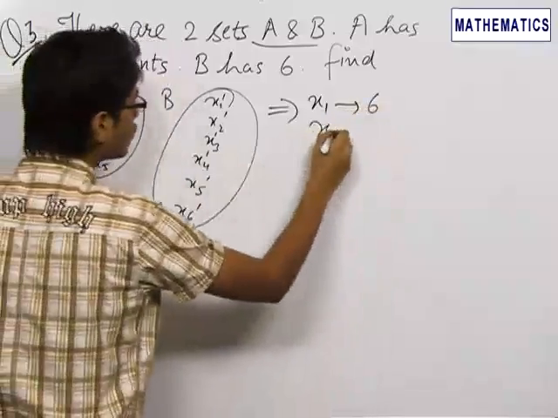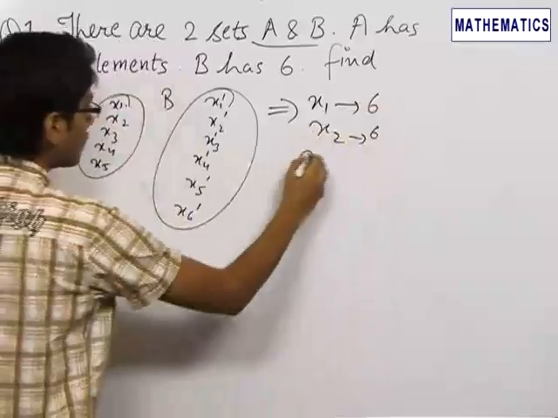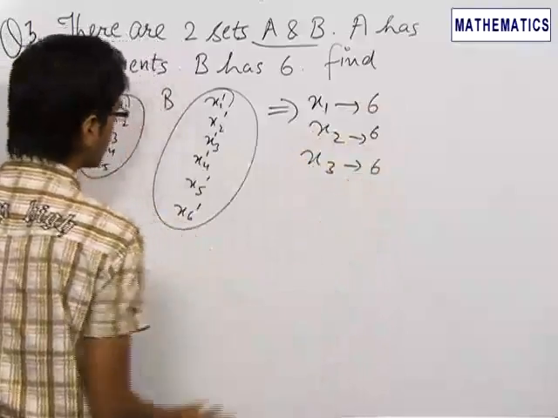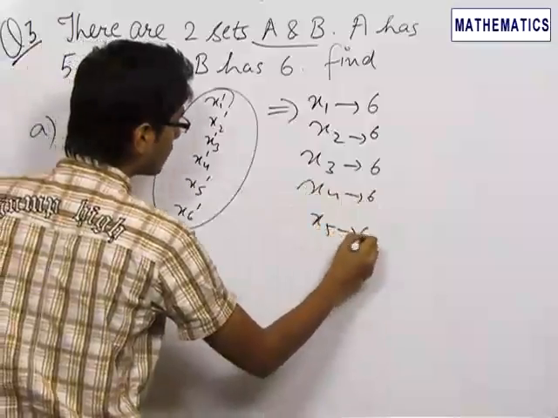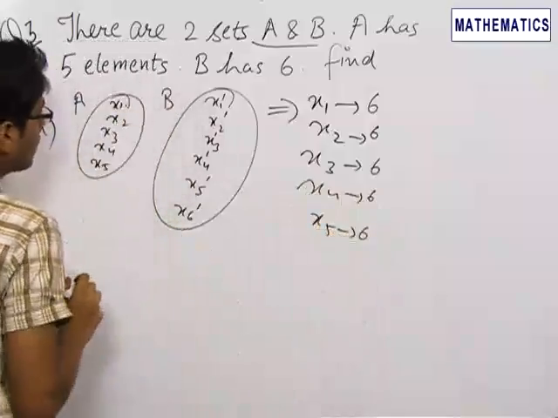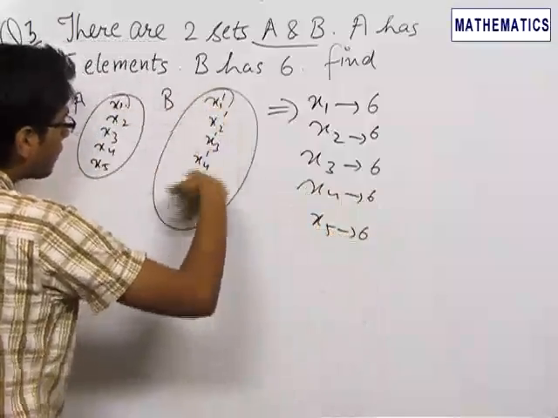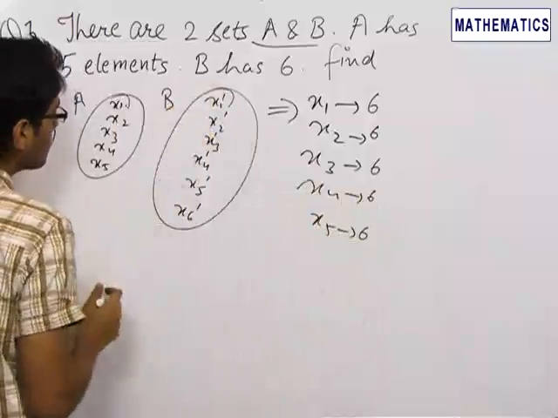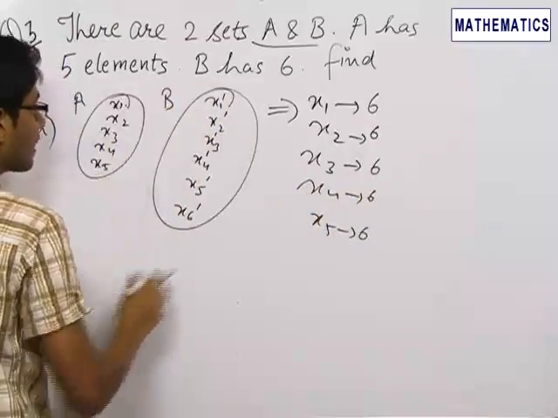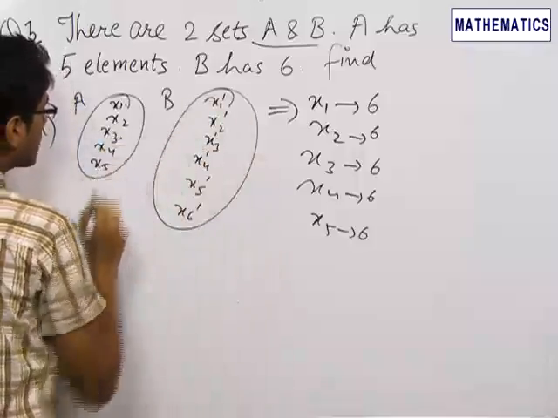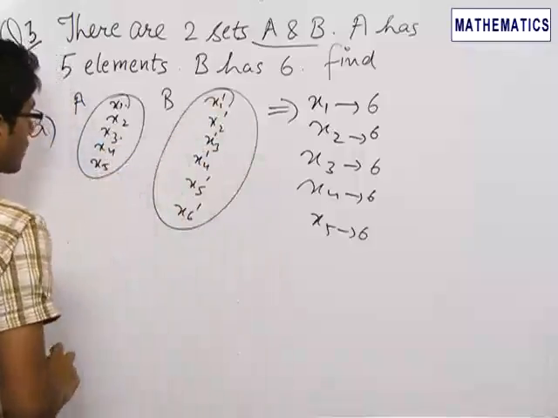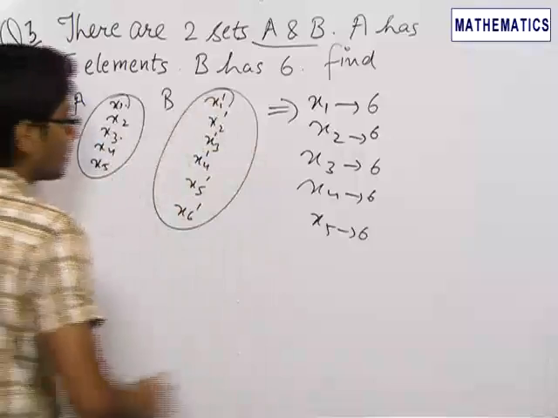For x2 it is also similarly equal to 6. For x3 it is also similarly equal to 6. x4 6 and x5 6. That is, this x1 can have any one of these 6 as its image. Similarly, the element x2 can also have any one of these 6 as its image. Similarly, there are 6 options for x3, 6 options for x4 and 6 options for x5.